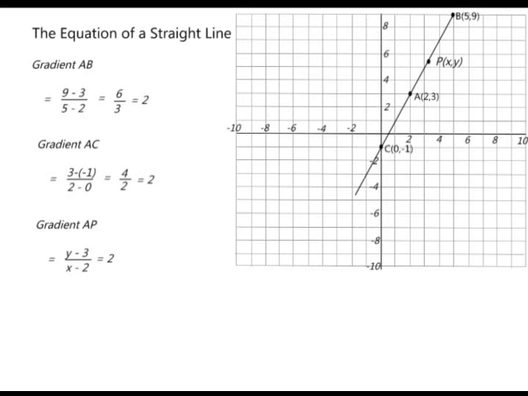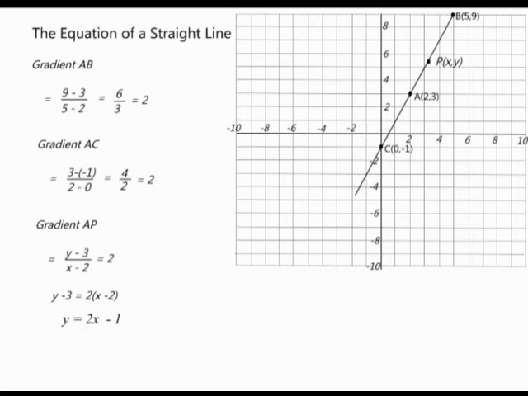Y minus 3 over x minus 2 should give us 2. Therefore, doing our cross multiplication, y minus 3 is equal to 2 times x minus 2. That gives us y is equal to 2x minus 1. This is the equation of the line passing through the points A, B, C, and P. In this case, coordinates of only 2 points are required to determine the gradient. The general point x, y enables us to find the equation of the line.